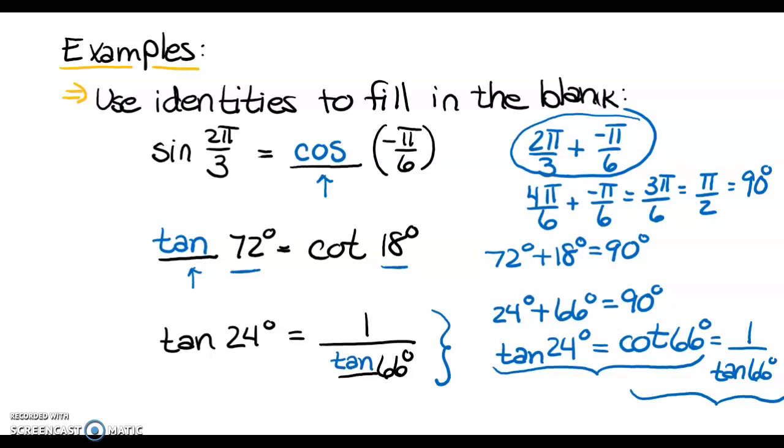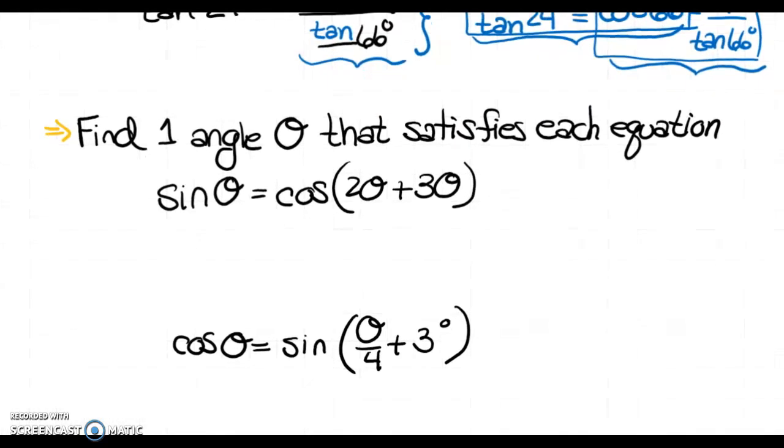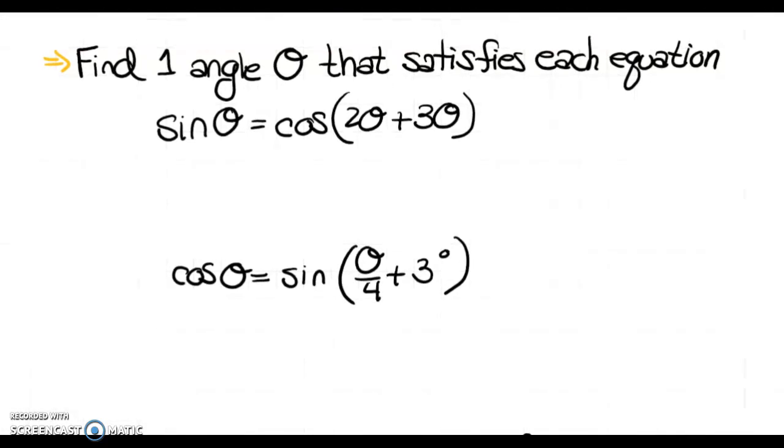So be careful on your homework. Make sure that you're using your identities correctly. This is my cofunction identity followed by my reciprocal identity to make sure that it's fitting this correct form. All right, so what's the next set of instructions say? It says find one angle theta that satisfies each equation.